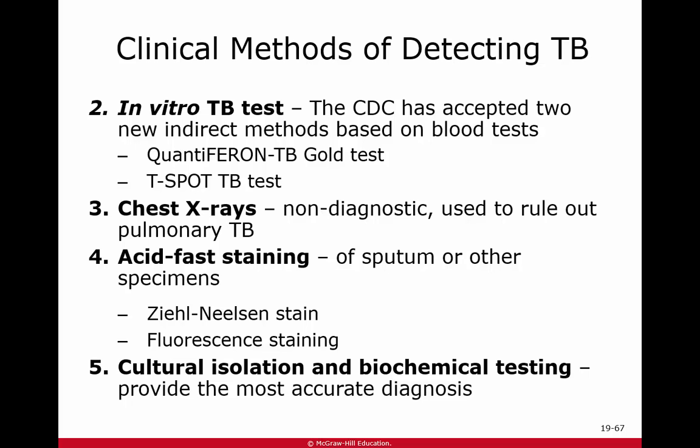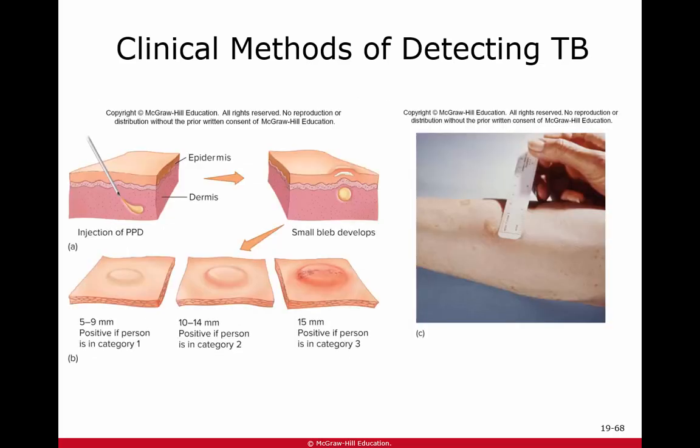You can do chest x-rays. It's non-diagnostic, but it's used to rule out pulmonary TB. You can then take a sample of the sputum. You could also do an acid-fast staining. Okay, and those are very specialized forms of staining. And then the last one is that you can actually culture an isolation of the sputum sample and actually do biochemical tests on it, just like we're going to be doing with the MacConkey, mannitol salt, blood agar, whatever. We can do all those biochemical tests to actually try to identify if it is actually tuberculosis.